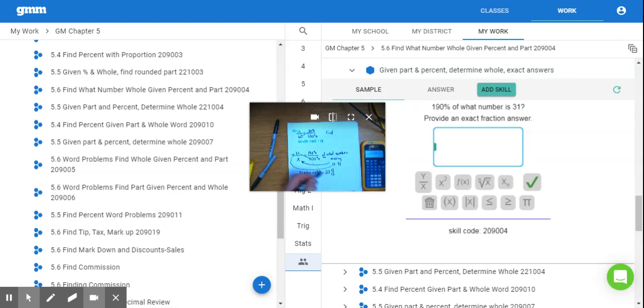Notice this number right here, 23 and 11/13. This is greater than this. That's because 190% is greater than 100%. It's like you got a bonus on a test. Okay?